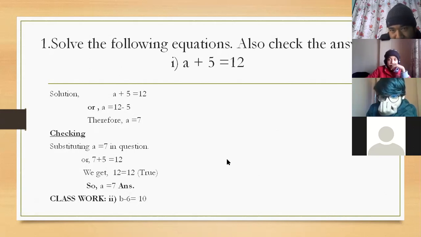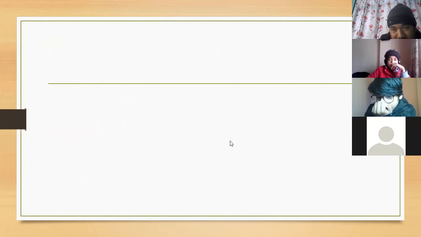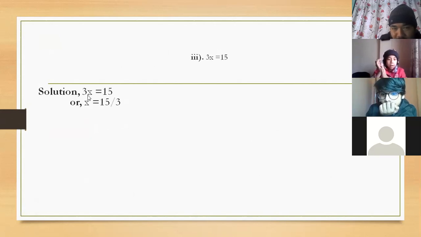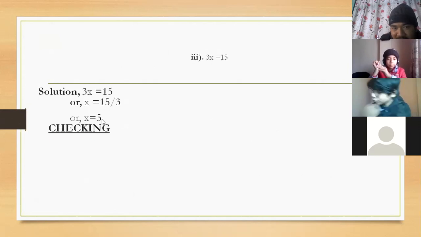Can I move to the next slide? Yes, sir. What is the sign between 3 and x? Sir, multiply. When 3 goes there, it will be divide. Then the answer came x equals 5.